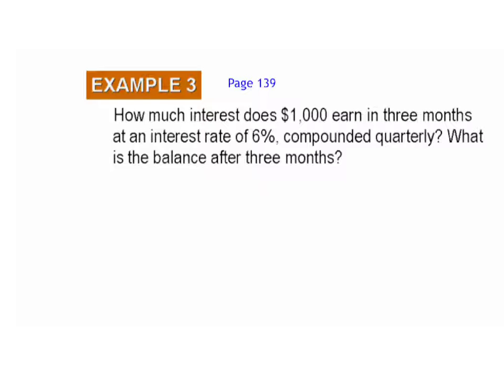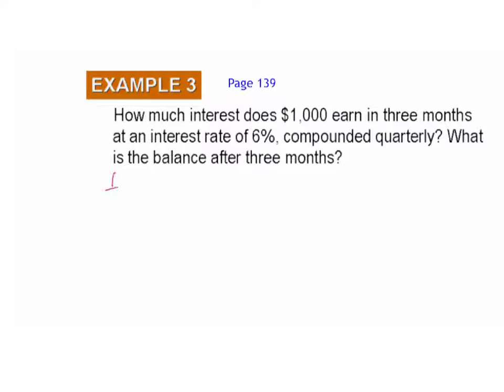Here is example 3 from page 139 in our text. It asks us, how much interest does $1,000 earn in 3 months at an interest rate of 6% compounded quarterly? What is the balance after 3 months? So this is quarterly compounding. And again, it's all very simple.